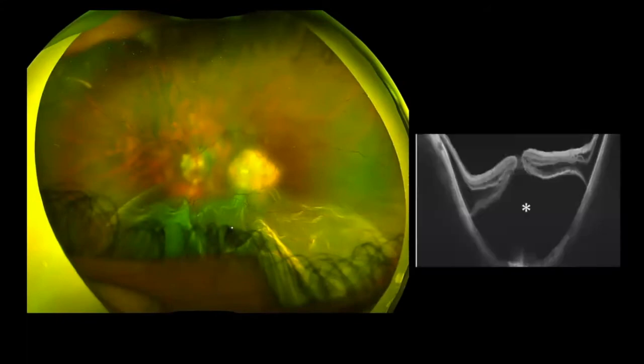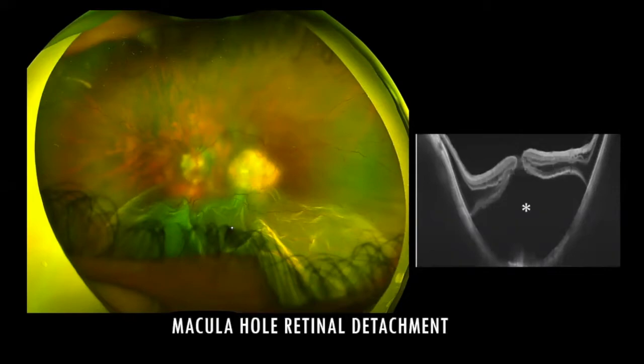Also on the spectrum of things here is macular hole retinal detachment. Classically, you'd say that macular holes do not detach, but in certain circumstances, certain patients, they can. This was a 17-year-old boy with oculodentodigital dysplasia, a very rare genetic syndrome with very high myopia. He also had anterior segment dysgenesis and glaucoma, and had a reduction in vision.